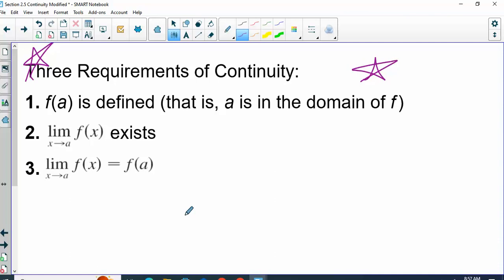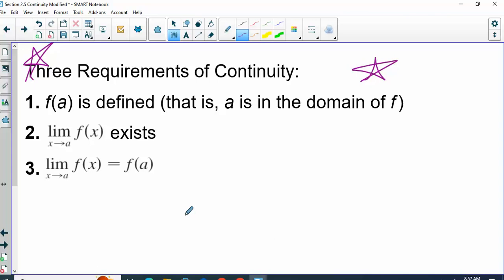Second thing, the limit has to exist. Sometimes with a piecewise function, we might have a break in our graph. So the function's defined, but the limit doesn't exist because it jumps from one piece to the next. So to be continuous, the function has to be defined, the limit has to exist, and the third is those two things have to be equal.